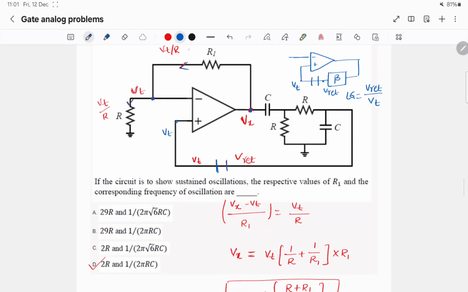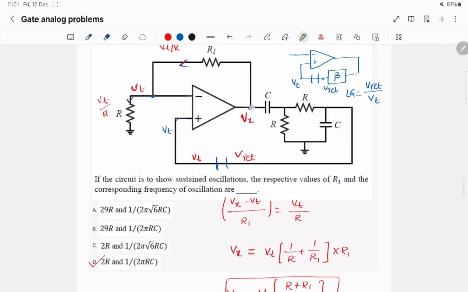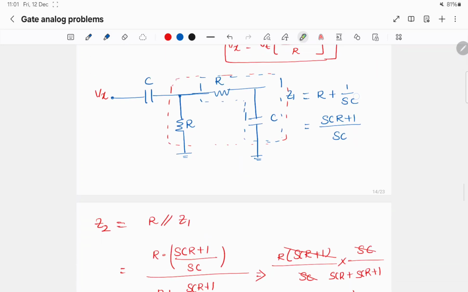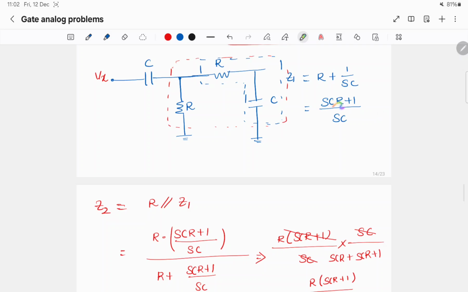From here I have a feedback network. I have to find out the relation between this node and the output node. For that I will simplify this network first. Here we can clearly see that R and C are in series, so I am calling this equivalent impedance Z1. Z1 is R plus 1 by SC because they are in series, so it will come out to be SCR plus 1 by SC.